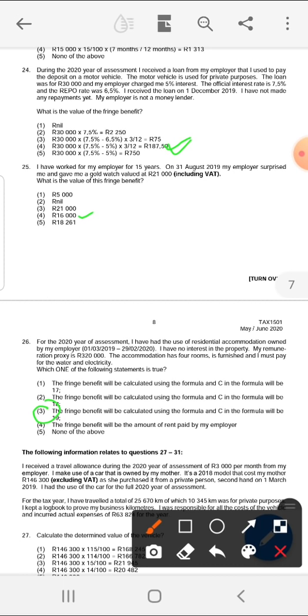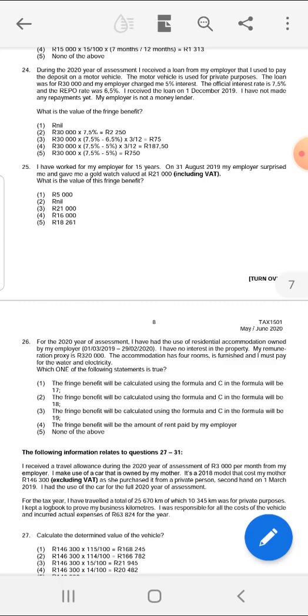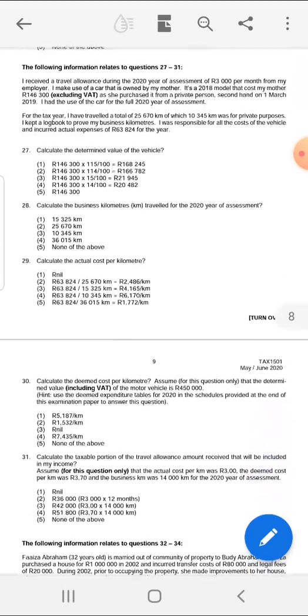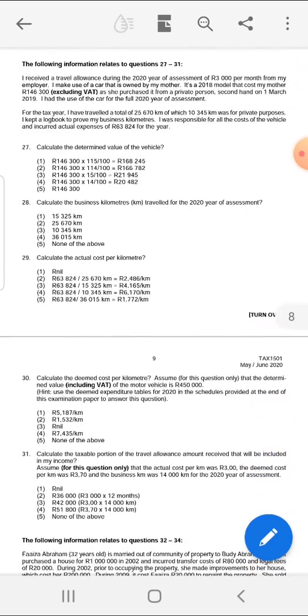We'll move on to questions 27 to 31. I received a travel allowance during the 2020 year of assessment of 3,000 per month from my employer.